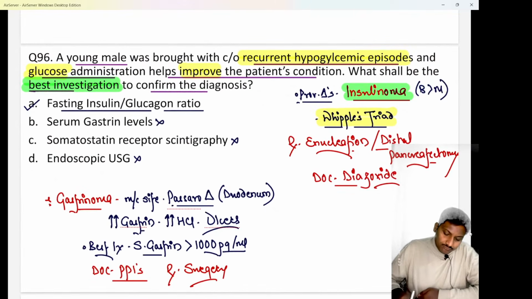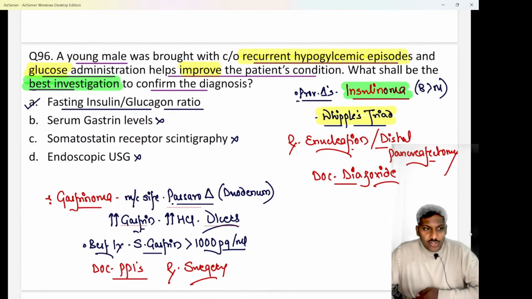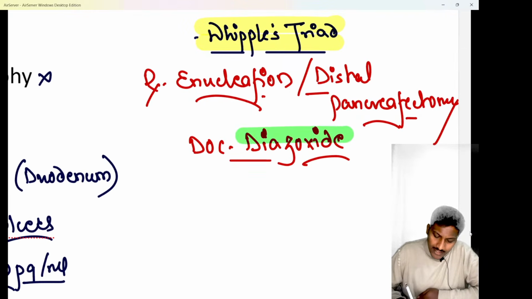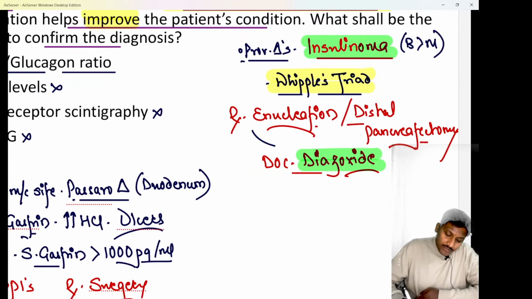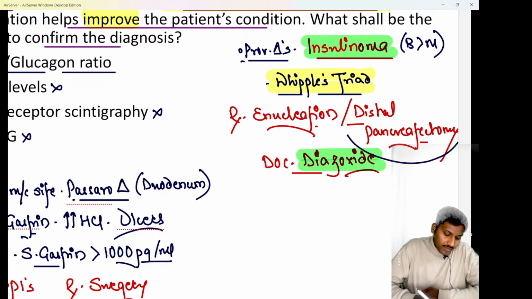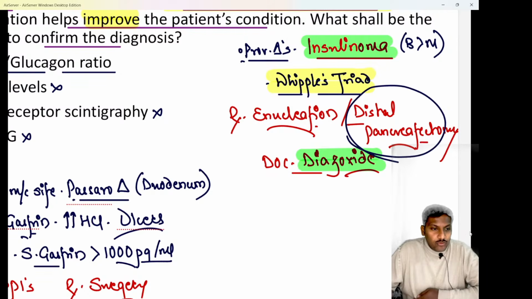Serum gastrin levels are done in a patient of gastrinoma. In gastrinoma, the patient will not have Whipple triad or hypoglycemia; the patient has recurrent peptic ulcers. Treatment for insulinoma: the drug of choice is diazoxide, which decreases insulin secretion. For surgery, if the insulinoma is in the head of the pancreas, we only remove the tumor, called enucleation. But if it is in the tail, we remove the distal pancreas, called distal pancreatectomy.